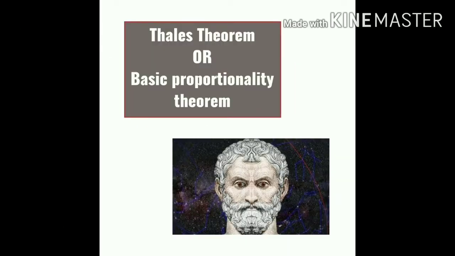Let us move on with Thales theorem or basic proportionality theorem. This was proposed by a Greek mathematician by name Thales. You can see the image of Thales. He was considered as one of the 7 sages of Greece. He is also the first philosopher in Greece regarded by Aristotle. He applied deductive reasoning in geometry.